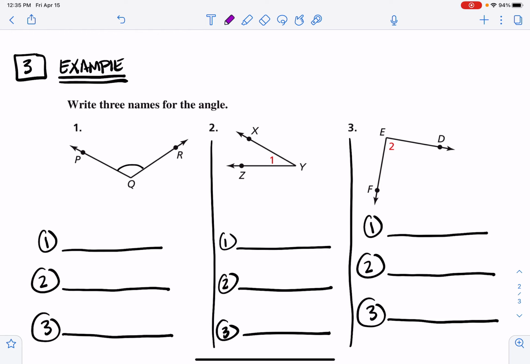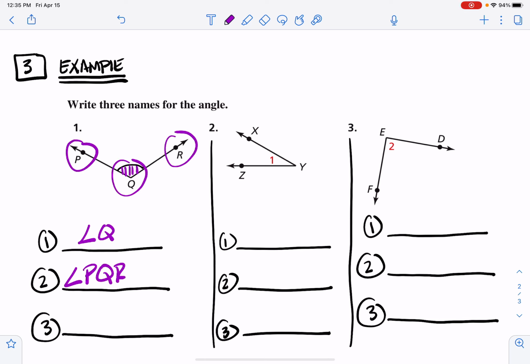Okay, so since this is marked right here, one way to do it is angle Q. Another way to do it is angle PQR, right? That's just going P to Q to R. And of course, we can say the reverse of that, angle RQP. That will also work, okay?